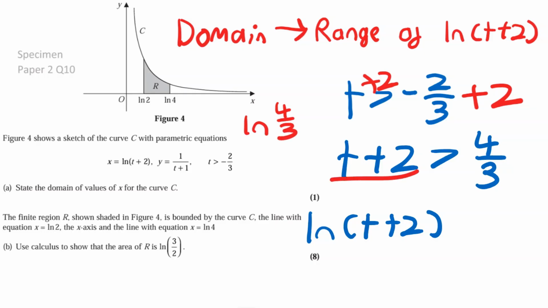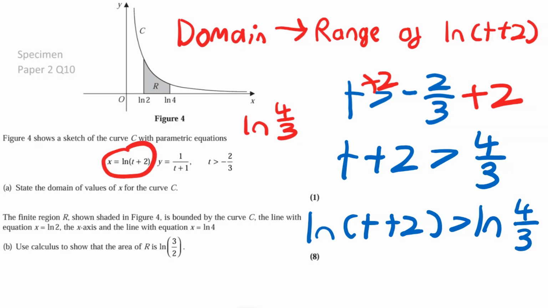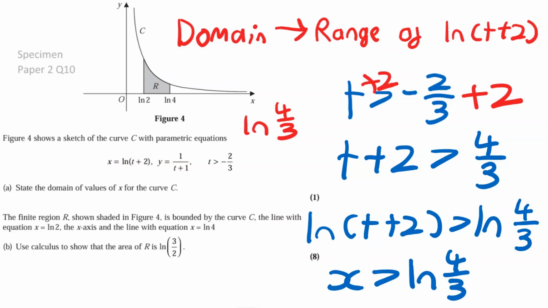If we increase t plus 2, so we increase 4 over 3, the natural log is just going to get bigger. So that means that the natural log of t plus 2 is going to be bigger than the natural log of 4 over 3. So this is going to be the smallest value that it can have. And you can see that x is equal to the natural log of t plus 2. So if we just sub this out for x, we get that x is bigger than the natural log of 4 over 3. And this here is the final answer. This is the domain of values of x for the curve C, where it's bigger than the natural log of 4 over 3.